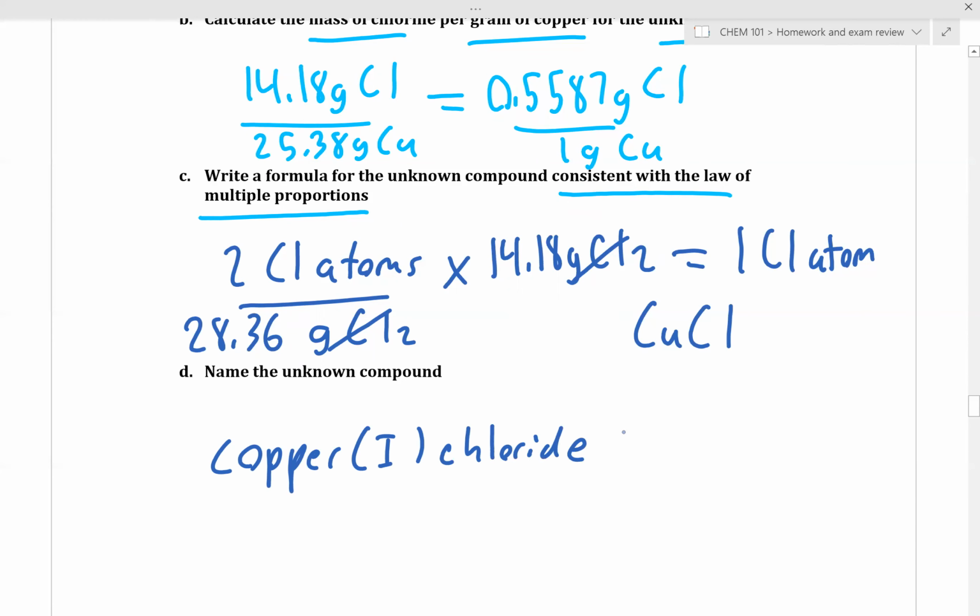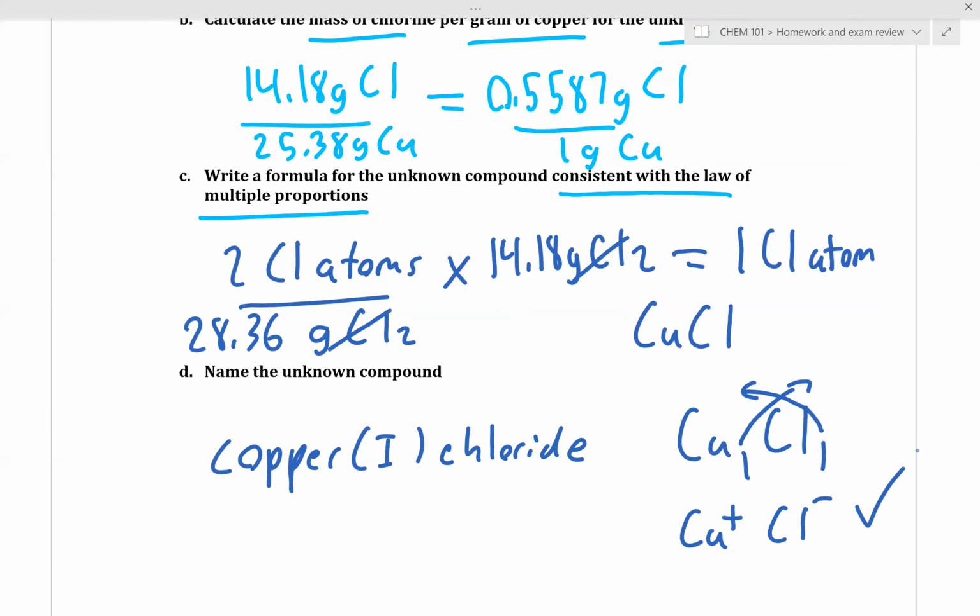Okay, and just to showcase the logic behind this, if we take our subscripts and reverse cross them, we get copper plus and Cl minus. That matches the typical charge of chloride, so we're good to go. We read off the charge of copper, which is +1, so it's copper 1 chloride. Does that make sense? Okay.